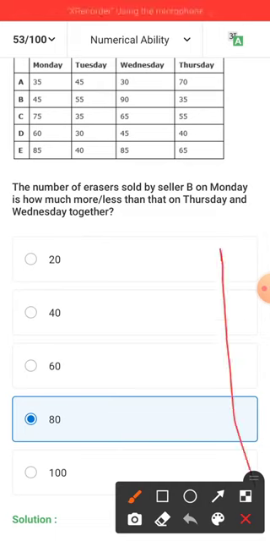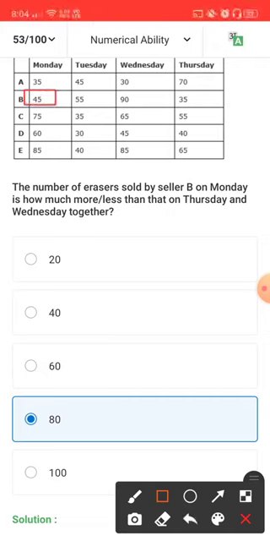Now, the number of erasers sold by seller B on Monday is how much more or less than that on Thursday and Wednesday together? So simple question. 90 plus 35, 125 minus 45, 80.